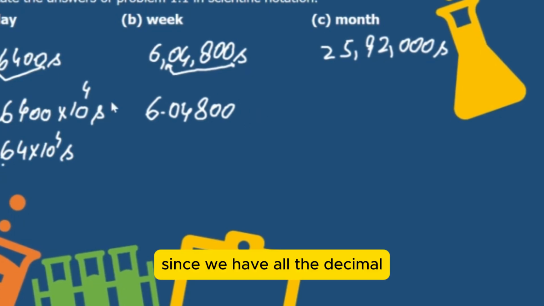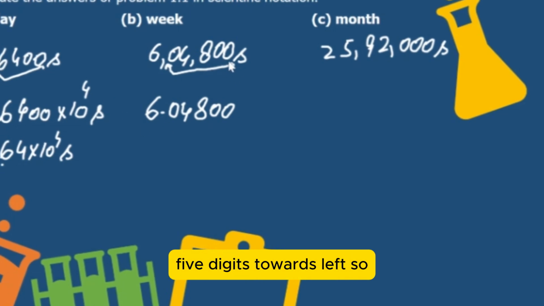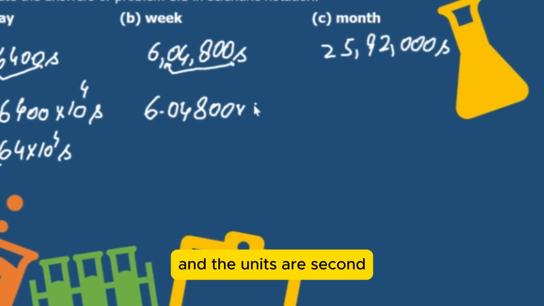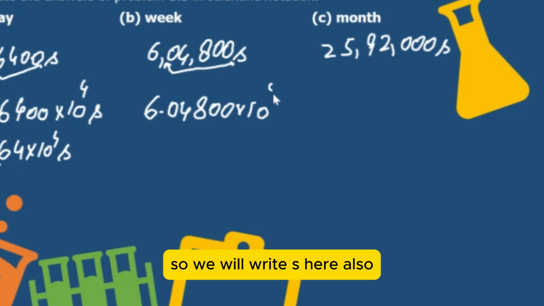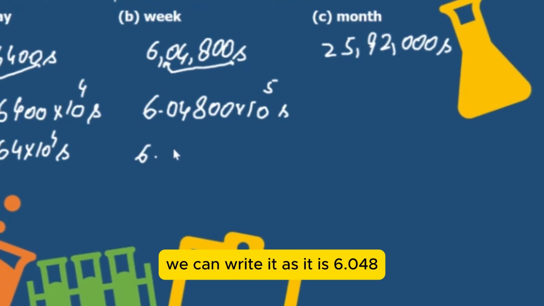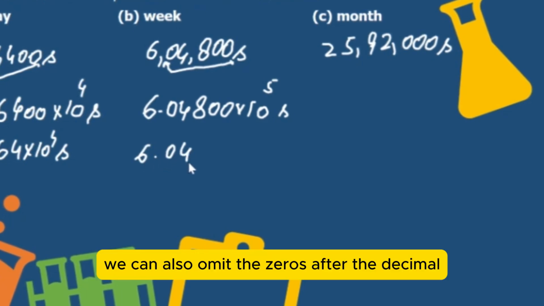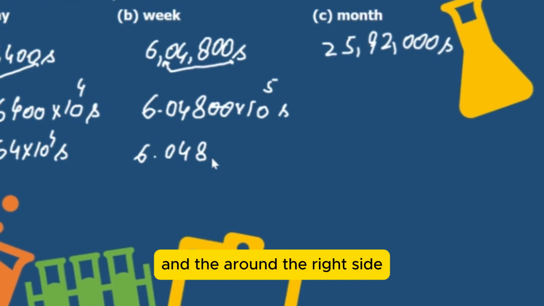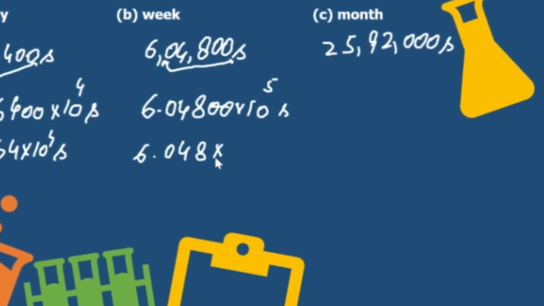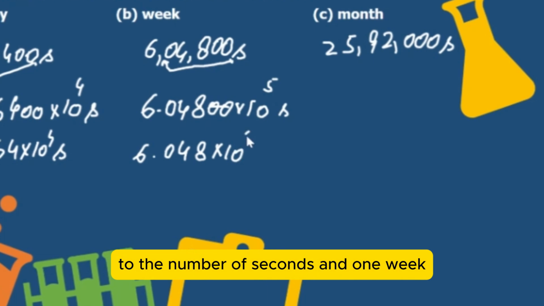since we have moved the decimal 5 digits towards left, we will have to multiply this with 10 to the power 5, and the units are seconds, so we will write S here. Also, we can write it as 6.048. We can also omit the zeros after the decimal when they are on the right side, and to 10 to the power 5. This is the answer to the number of seconds in 1 week.